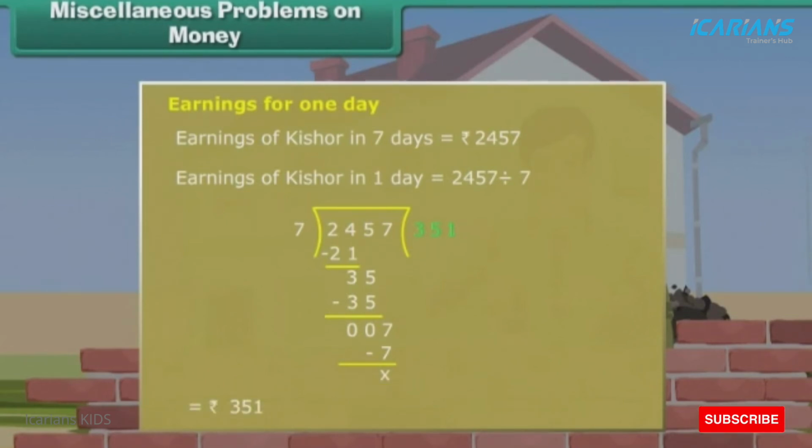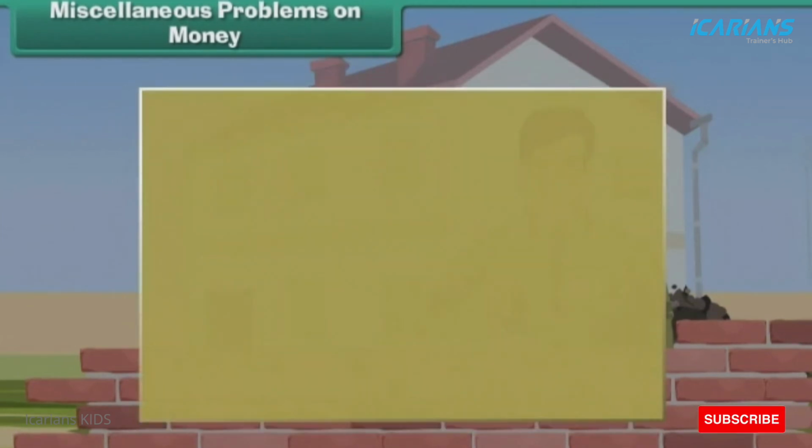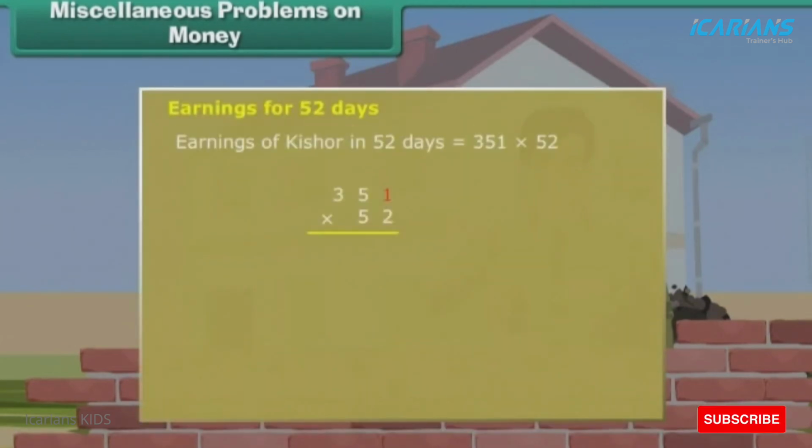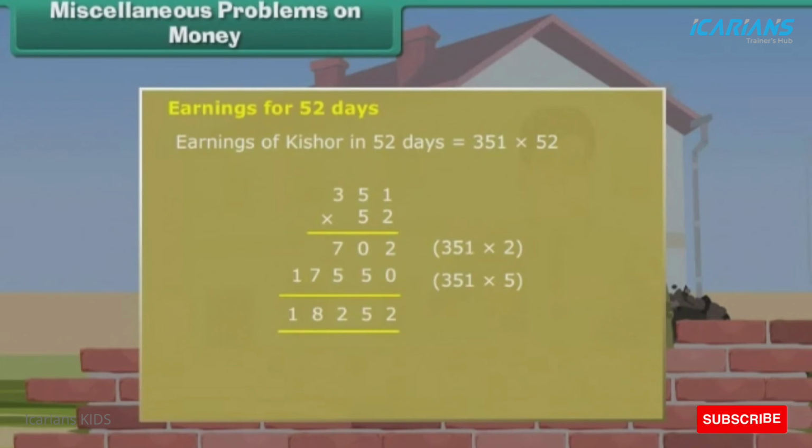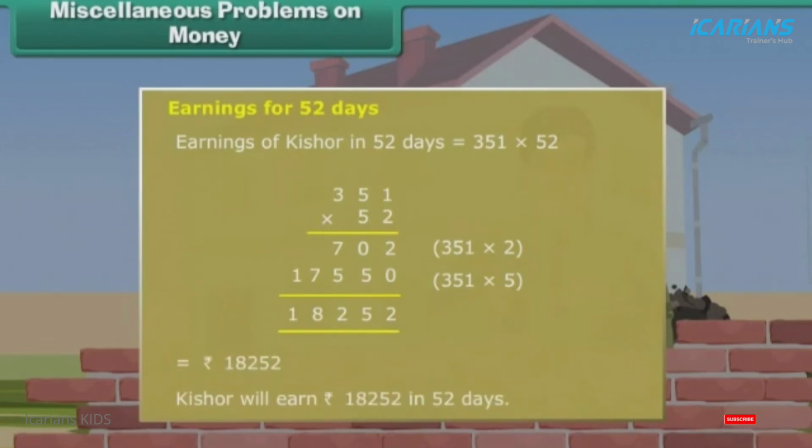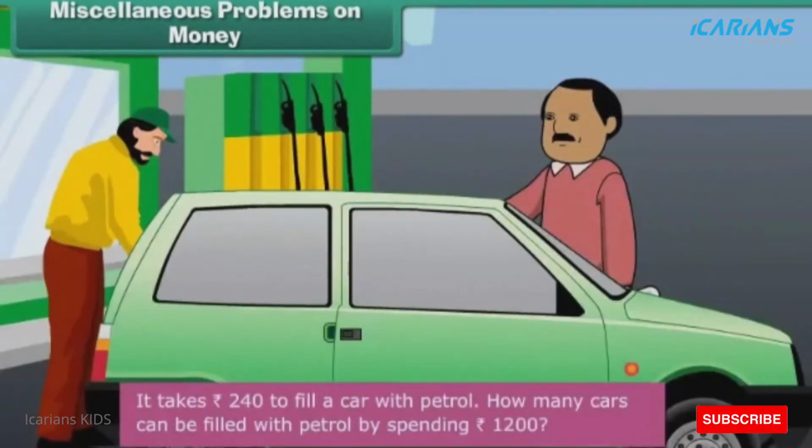Now we work out his earnings for 52 days. Earnings of Kishore in 52 days is 351 into 52, which is equal to 18,252. Therefore, Kishore will earn 18,252 in 52 days.